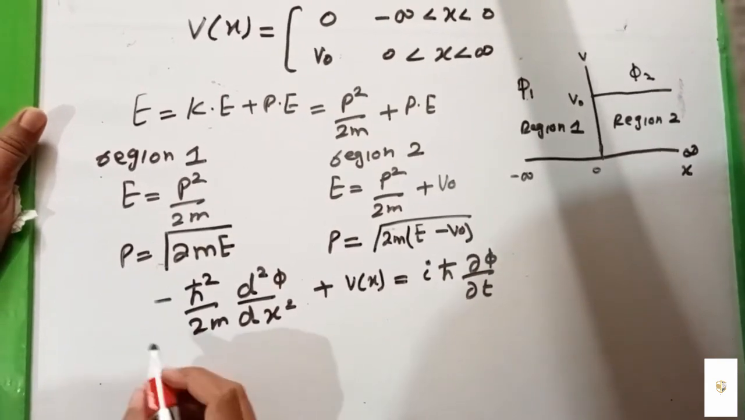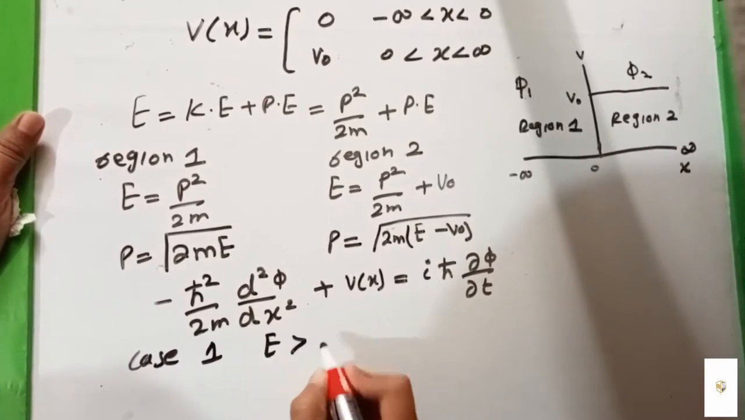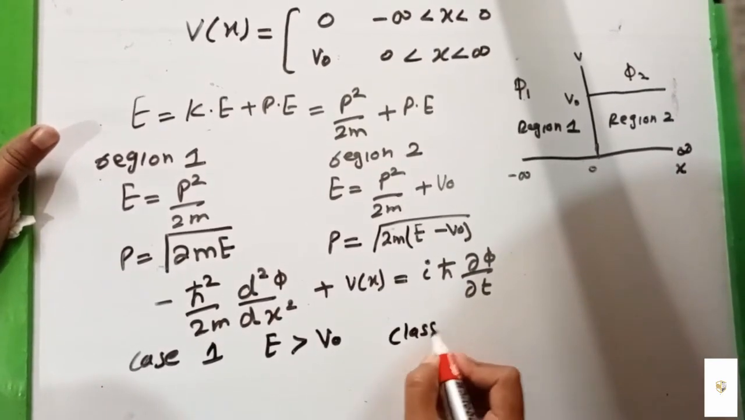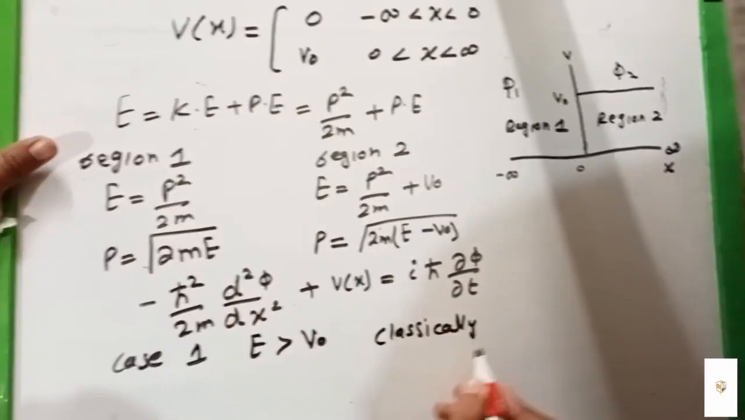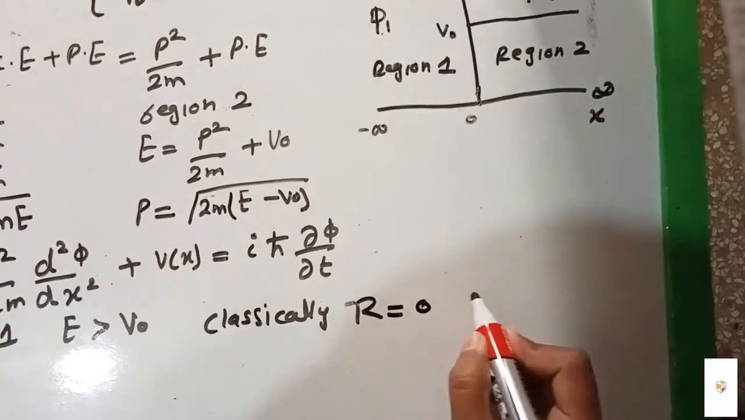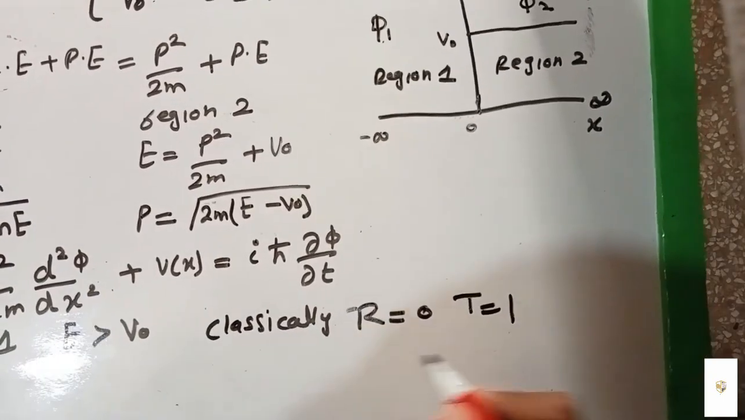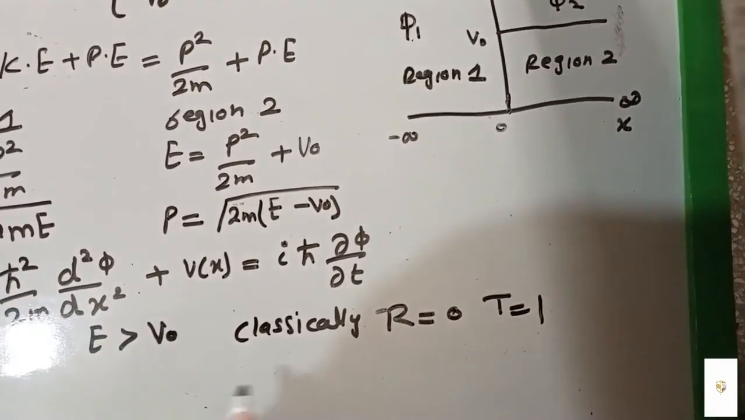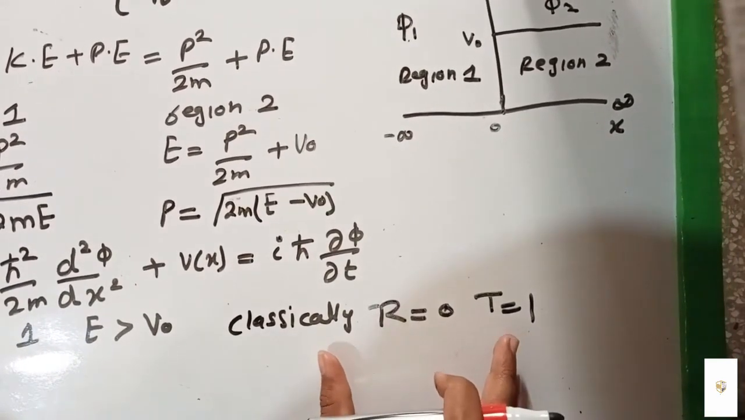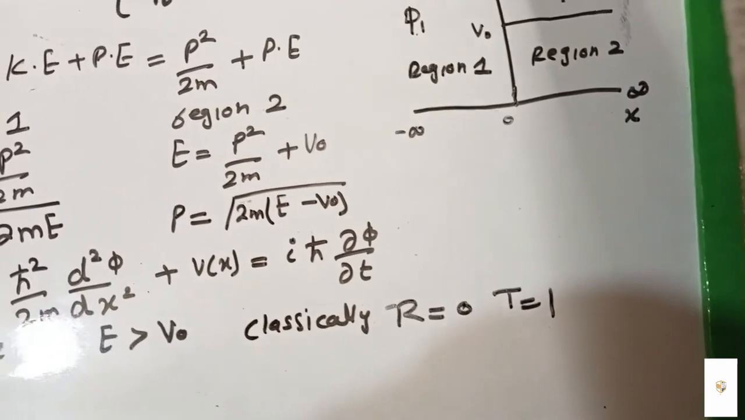First of all, we consider the case when energy is greater than V0. Classically, the reflection coefficient is equal to 0 and the transmission coefficient is equal to 1. This is classical. Now we will see in quantum mechanics whether this relation is satisfied or not.